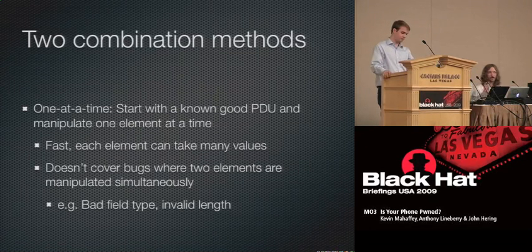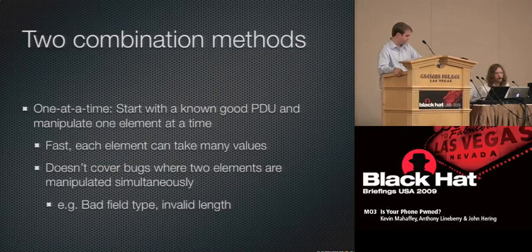One is the one-at-a-time method, and generally it goes something like this. You start with a known good PDU, let's imagine an HTTP post, and you define it with a whole bunch of blocks, then you take one block at a time and manipulate that, and inject all of those packets. The good thing is it's really fast, and you can have an element take a whole bunch of different values, but it doesn't cover the bugs where you have, say, an HTTP post and a bad URL at the same time. That's the problem there.